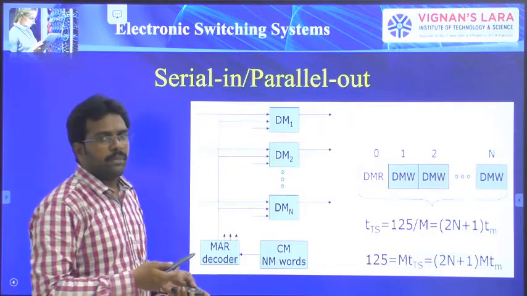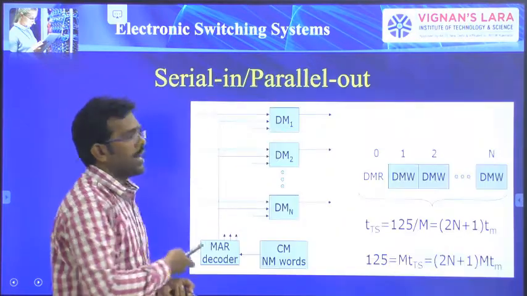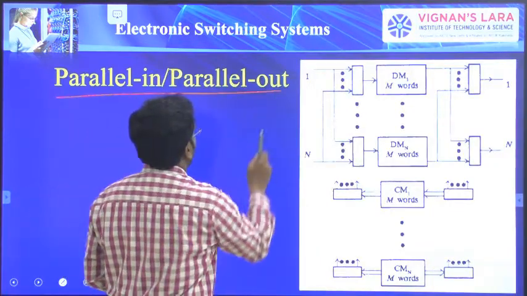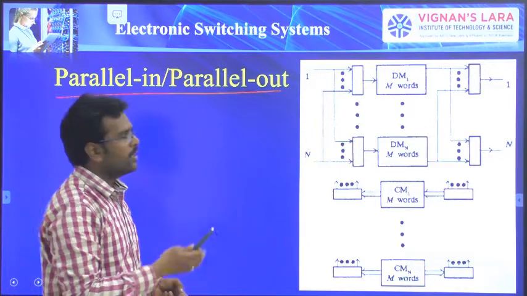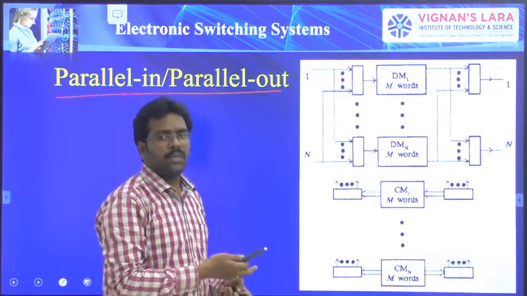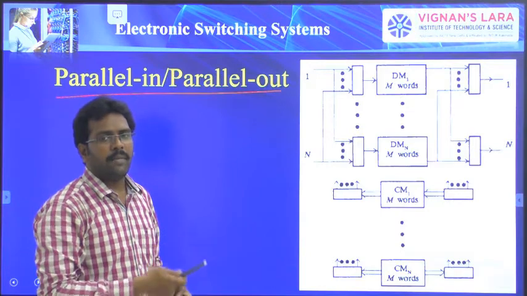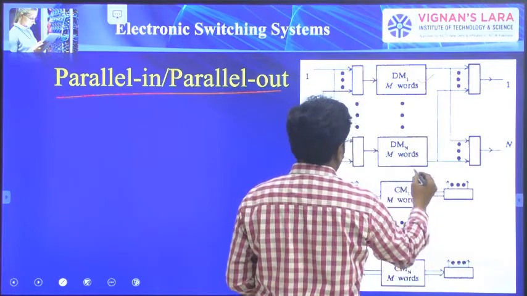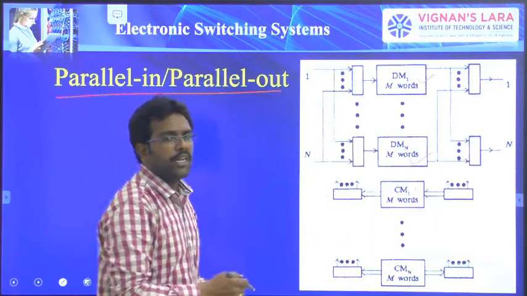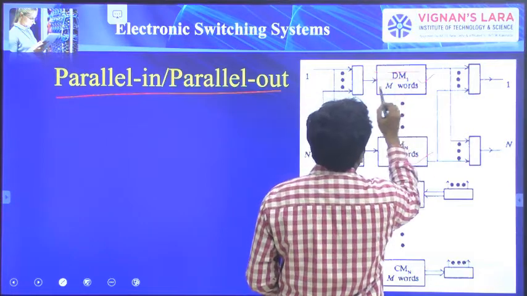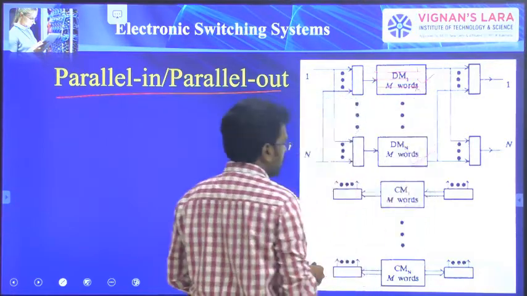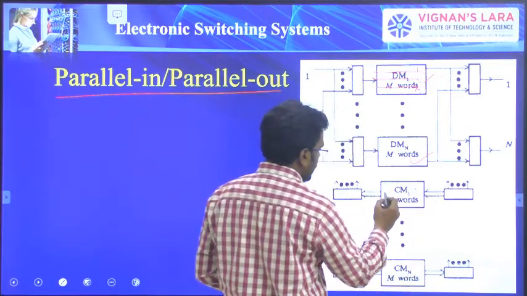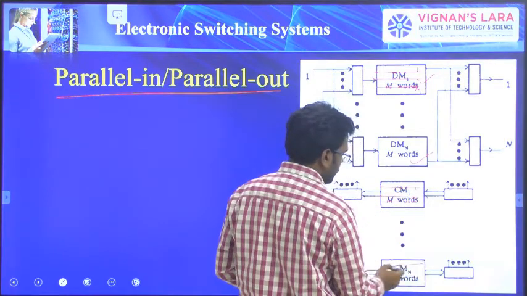So the vice versa of the previous case is the serial in parallel out configuration. And the last one is the parallel in parallel out configuration. In this configuration, the idea here is you have to divide both the data memories and control memories into n modules. So if you see here, it contains totally n data memories and each data memory contains m words, 1 to m. Similarly, the control memory is divided into n modules and each contains m words.